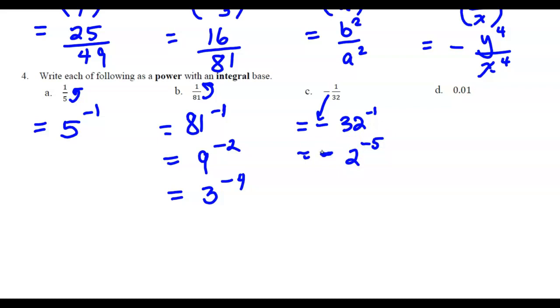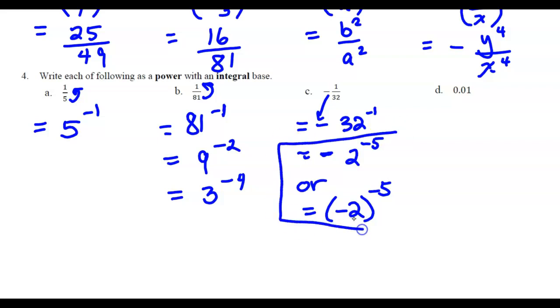Now, what do we know about raising a negative to an odd exponent? What sign do you get for the answer? Positive or negative? Negative. So we could actually show this as negative 2 to the negative 5, because when we raise negative 2 to the exponent 5, we'll get a negative answer. So any one of those three is fine. And we could do negative 32 in brackets as well.